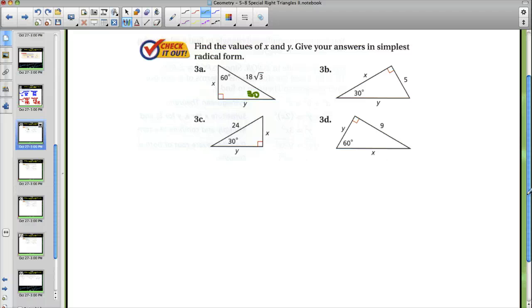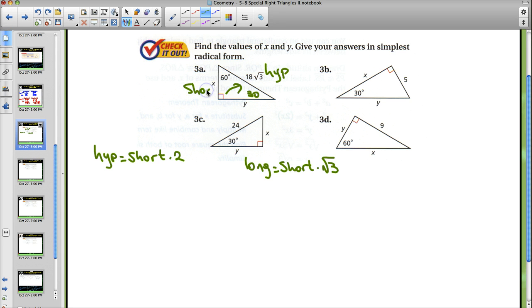All right. So now the next thing I do is set up my equations, right? So I know the hypotenuse is equal to the short times 2. I also know that the long leg is equal to the short times radical 3. Okay. Next thing I do is mark up my triangle. So I identify that this is the hypotenuse. I identify that this is my short. This is across from the 30. And I identify that this is my long. Right, and that really helps me. Instead of trying to keep it all in my head, write it down.